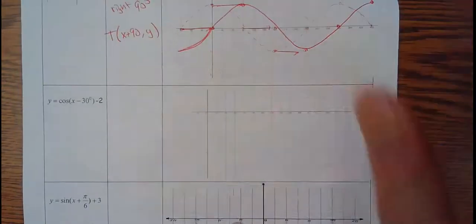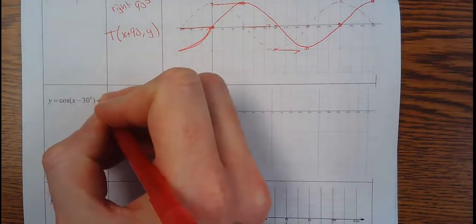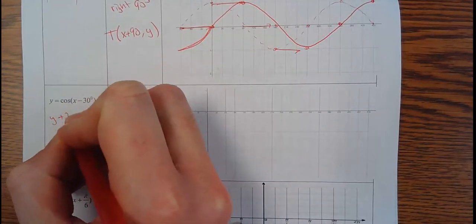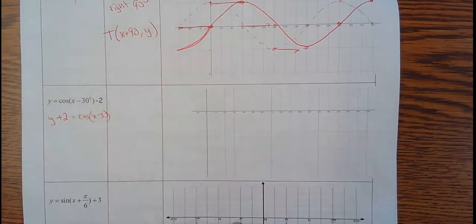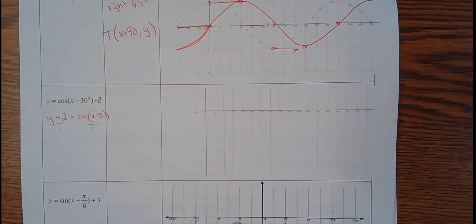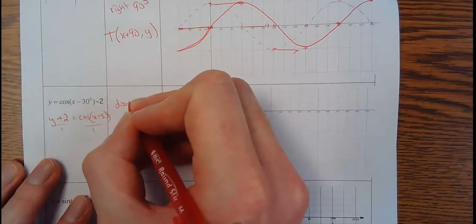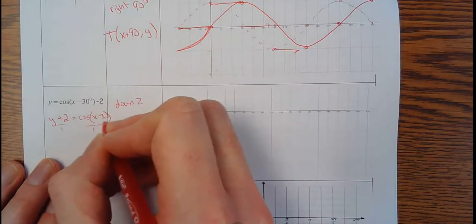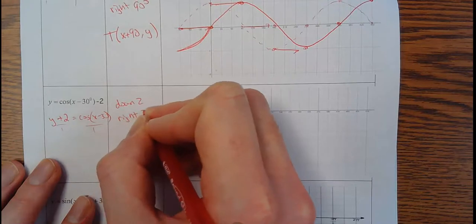Okay, the next guy, I got a couple things going on here. So let's get this into fireproof form first. So get this to the other side. So this would be y plus 2, and then equals cosine x minus 30. That's important, that's in parentheses. So we got two things going on here. Again, these are both over 1, so no stretches or shrinks of any kind vertically or horizontally. But I do have a 2 vertically, and that's the opposite of what you think, so that'd be down 2. And I do have horizontally, so this would be right 30 degrees.